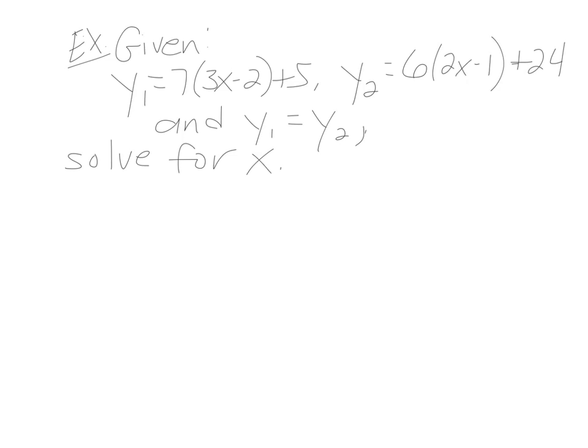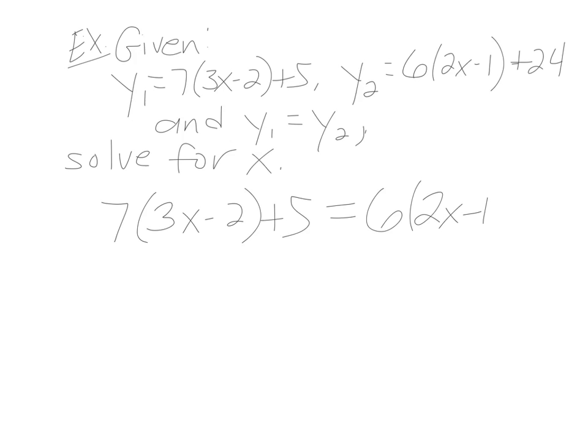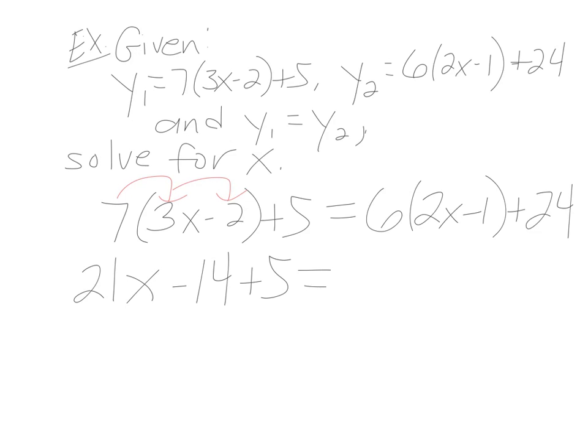We would have 7 times 3x minus 2 plus 5 equals 6 times 2x minus 1 plus 24. So the y1 equation equals the y2 equation. Now we need to distribute. The 7 times everything in parentheses gives us 21x minus 14 plus 5 equals, then the 6 times everything in parentheses, 12x minus 6 plus 24.